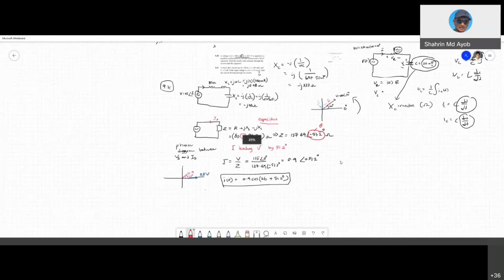So any questions before we proceed to the last question, which involves a different combination of resistor, capacitor, and so on?